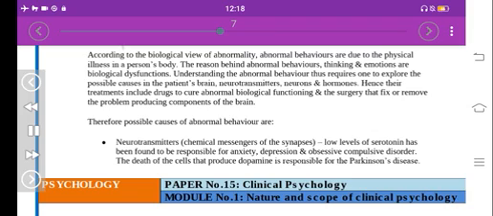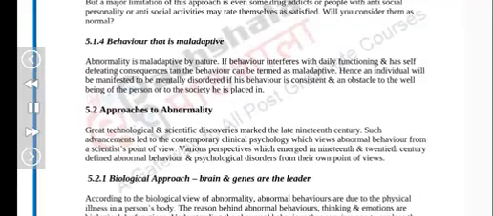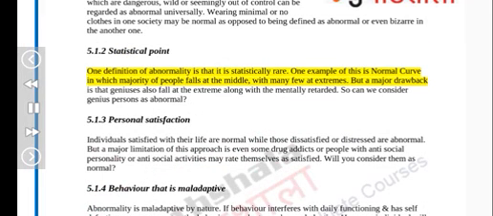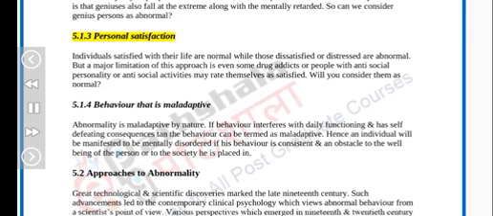5.1.2 Statistical point. One definition of abnormality is that it is statistically rare. One example of this is the normal curve, in which the majority of people fall in the middle, with very few at the extremes. But a major drawback is that geniuses also fall at the extreme along with the mentally retarded. So can we consider genius persons as abnormal? 5.1.3 Personal satisfaction. Individuals satisfied with their life are normal, while those dissatisfied or distressed are abnormal. But a major limitation of this approach is that even some drug addicts or people with antisocial personality or antisocial activities may rate themselves as satisfied. Will you consider them as normal?